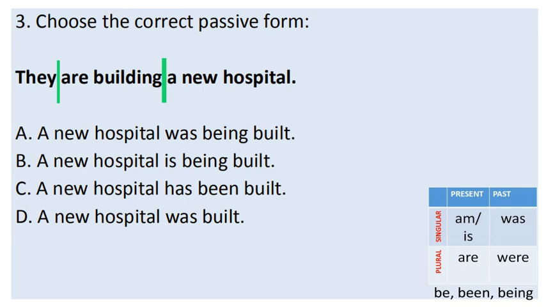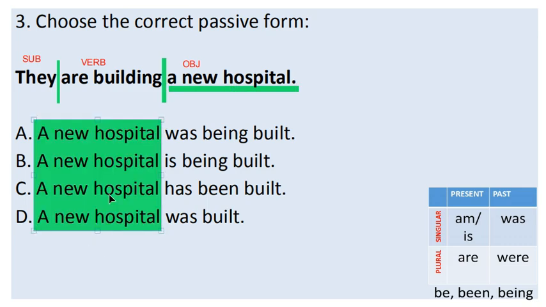Let's analyze the given sentence. They are building a new hospital. They is the subject. Building is the verb. A new hospital is the object. We start as usual with the object, which is a new hospital. It's now become our new subject, a new hospital. All of the options have a new hospital, so we cannot eliminate any of them yet.